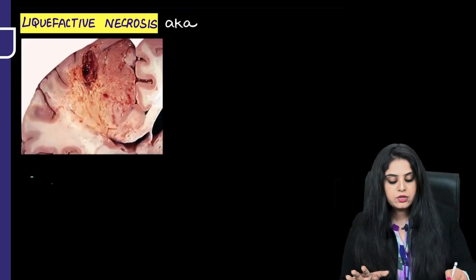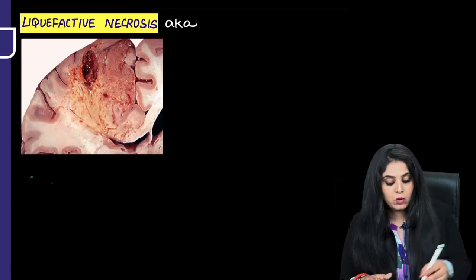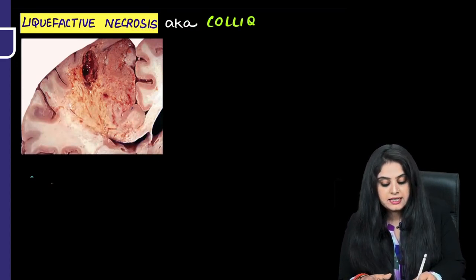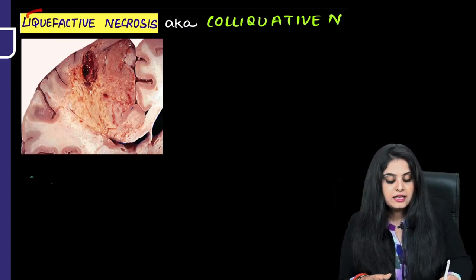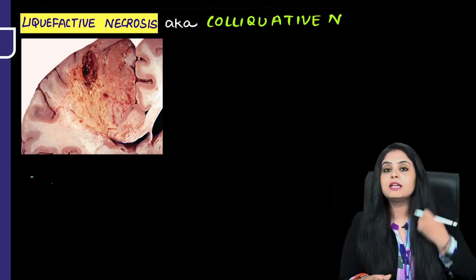Because now I'm going to take you to liquefactive necrosis, where I'm also going to give it another name, that is colliquative necrosis, because that is going to help you identify something is going to happen that is going to make it liquefied.